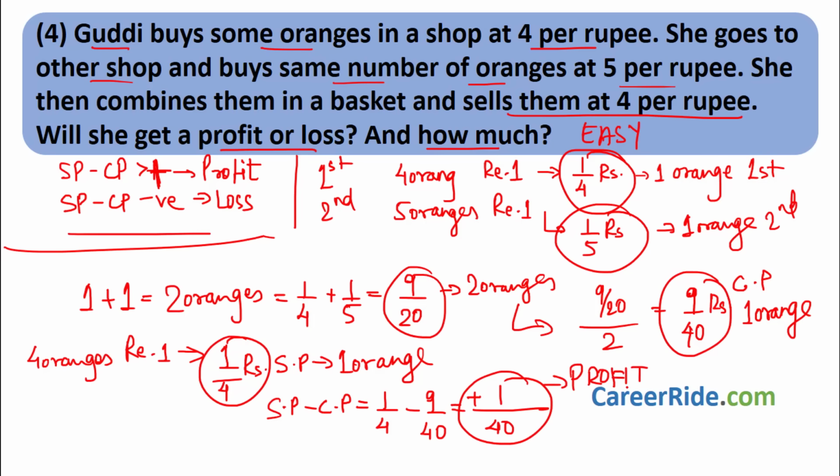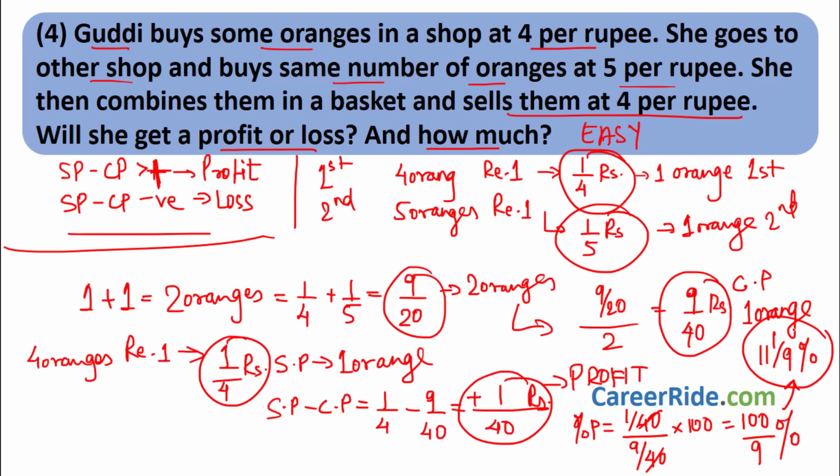And let us see how much profit she got. Over here the profit in rupees is 1 by 40. Cost price is 9 by 40. What we have seen, percentage profit is nothing but profit in rupees divided by cost price, into 100. 40 gets cancelled. She gets 100 upon 9% profit. You can convert this into a mixed fraction also. It would be 9 elevens are 99, 1 upon 9%, so 11 1/9%. So she gets this much percentage of profit. See, we solved this sum not with formulas or anything, we solved it with common logic.